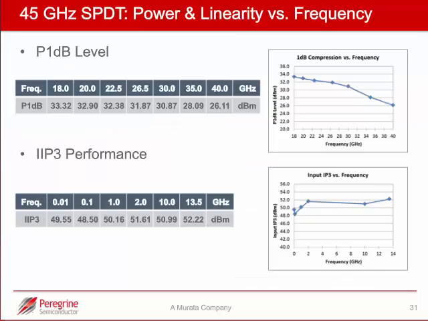Returning to power handling at microwave frequencies, this is the 45 gigahertz SPDT. Looking at its measured results, we have a 1 dB compression point, mapping that out from 18 through 40 gigahertz, and then correspondingly IP3 measurements going very low in frequency up to 13.5 gigahertz. One of the challenges is actually finding equipment that'll get you the level of linearity needed to measure this part at these frequencies, higher in frequencies and into the 20 to 30 gigahertz range. But you can see the P1dB stays fairly consistent and begins to drop off as frequency increases. And part of that is due to the thermal rise that's going to occur, because we do have increasing insertion loss as we get out to 40 gigahertz. So you have more power being dissipated at the die level.